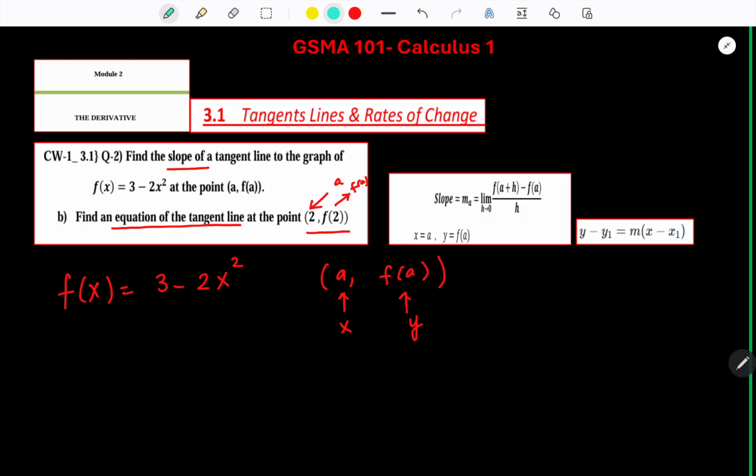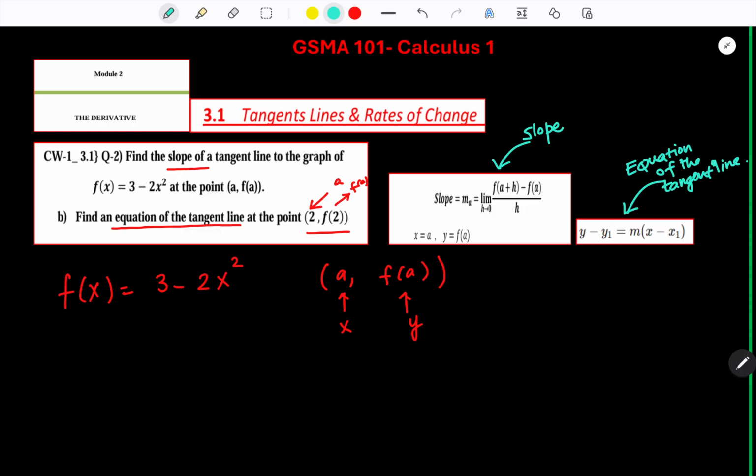Now I gave two formulas. One is this and the second one is this. This is the formula for slope and this is the formula for equation of tangents. So equation of the tangent line. Okay, equation means y should be there, x should be there. Okay, equation of the tangent line.